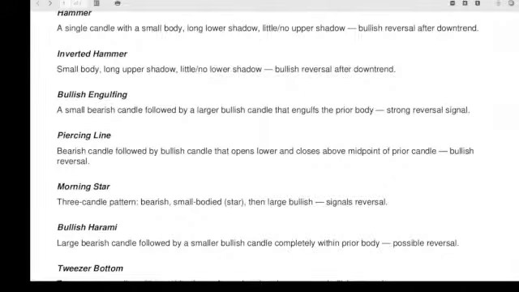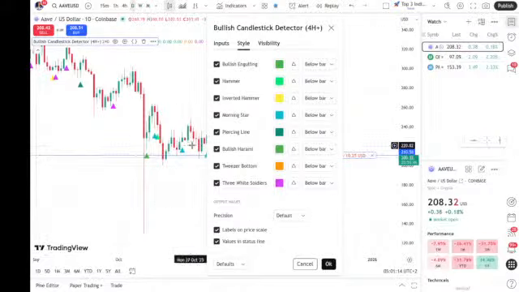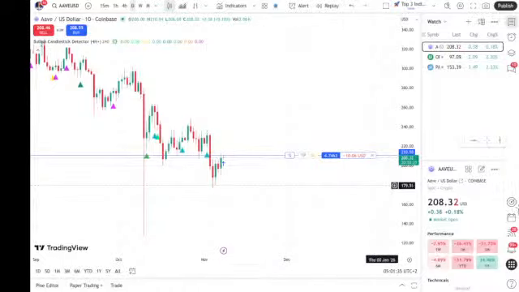Updating it. Okay, so let me show you the updated version. I was actually updating the patterns. So this is what you have here now. I have updated it to include the three white soldiers, the tweezer bottom, the bullish harami, piercing pattern. The inverted hammer, the morning star, the hammer, and the bullish engulfing are already there. So we have the three white soldiers here.